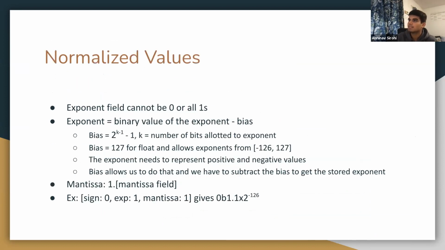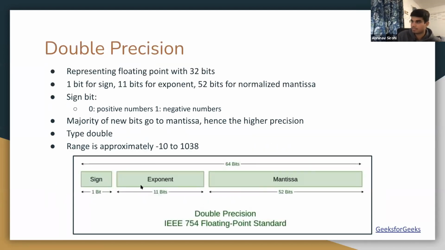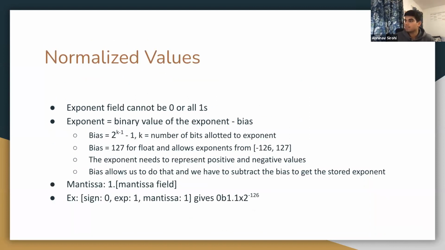And yeah, so now you're probably asking, how do we actually find out what these fields are? So we have the sign field. Well, that's pretty self-explanatory, but then we have the exponent field and the mantissa field. And so how do we actually get what those are? So basically we have normalized values. So there's 2 ways of doing this. One is normalized and the other is denormalized.